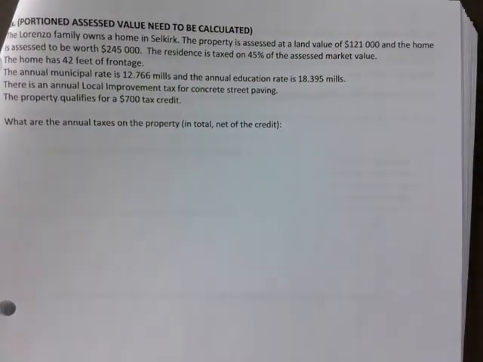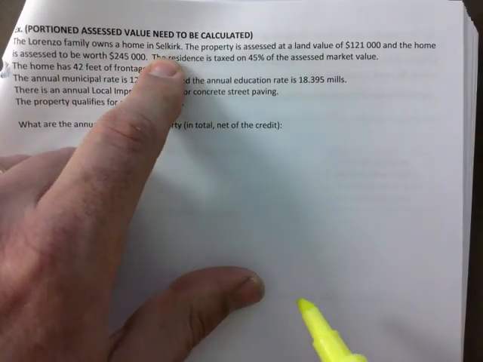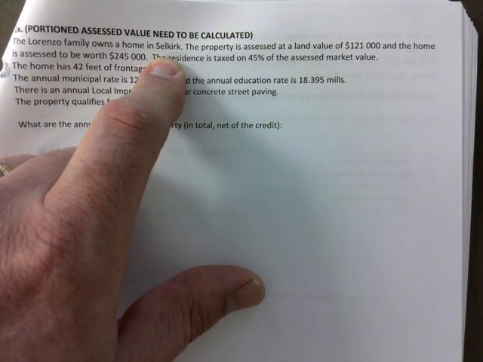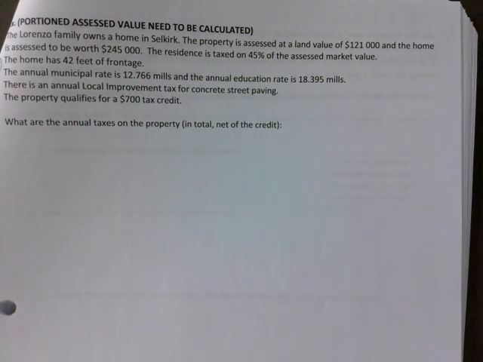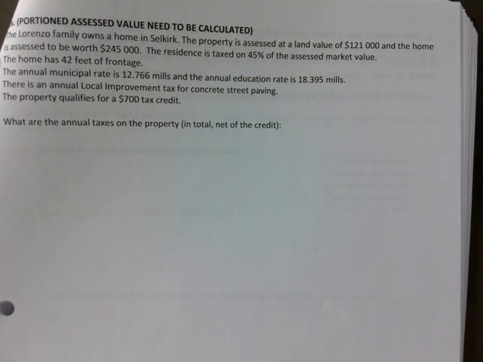Okay, so here you go, page 70. The Lorenzo family owns a home in Selkirk. Doesn't matter where you live in Manitoba, you're gonna pay property taxes. Property taxes is one of those things that actually costs you more when you live in a smaller town, because it's fewer people that have to pay for all those services, right? Road clearance, water, sewer treatment plant, right? All that needs to be paid by a small community. So sometimes property taxes are more when you live outside, okay?